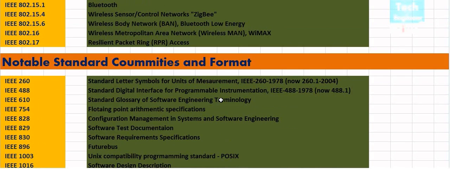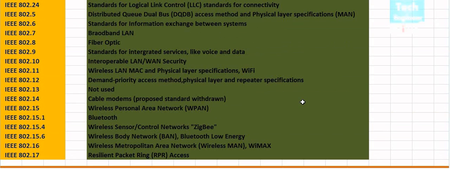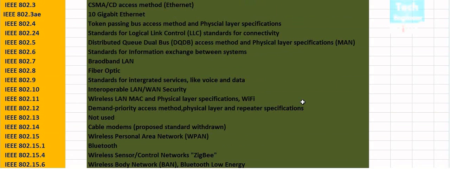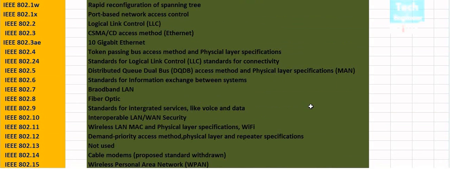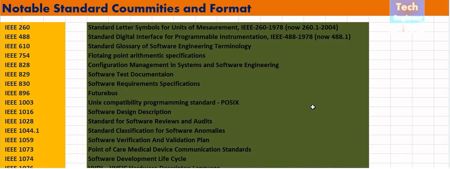This is the list of 802, the maximum we can currently gather from the many documentations available, and many we might not be able to cover, or might not know. Okay, so now the discussion moves to the committees. The other committees and formats: IEEE 260 is used for standard letter symbols for units of measurement.